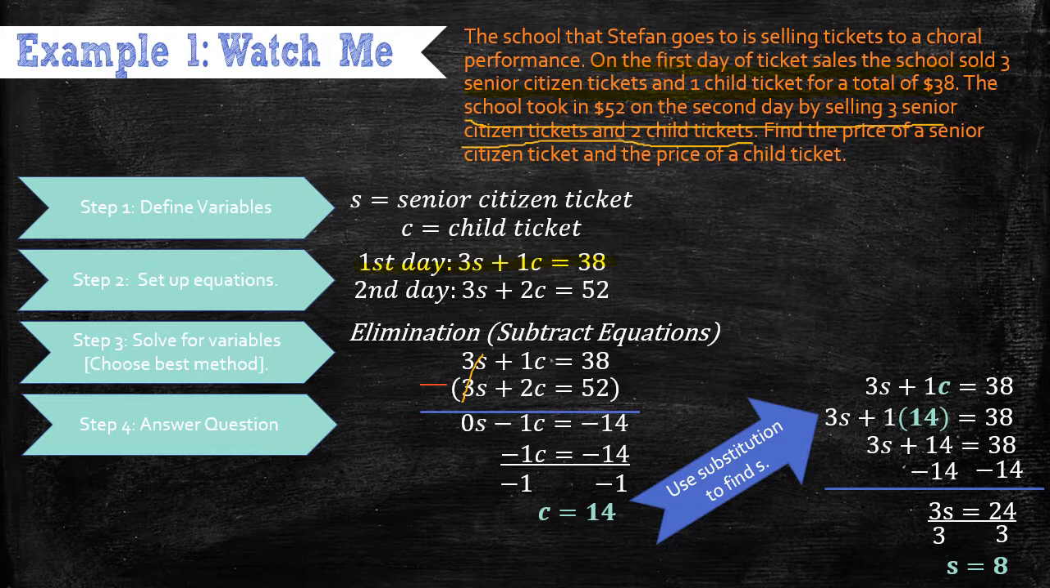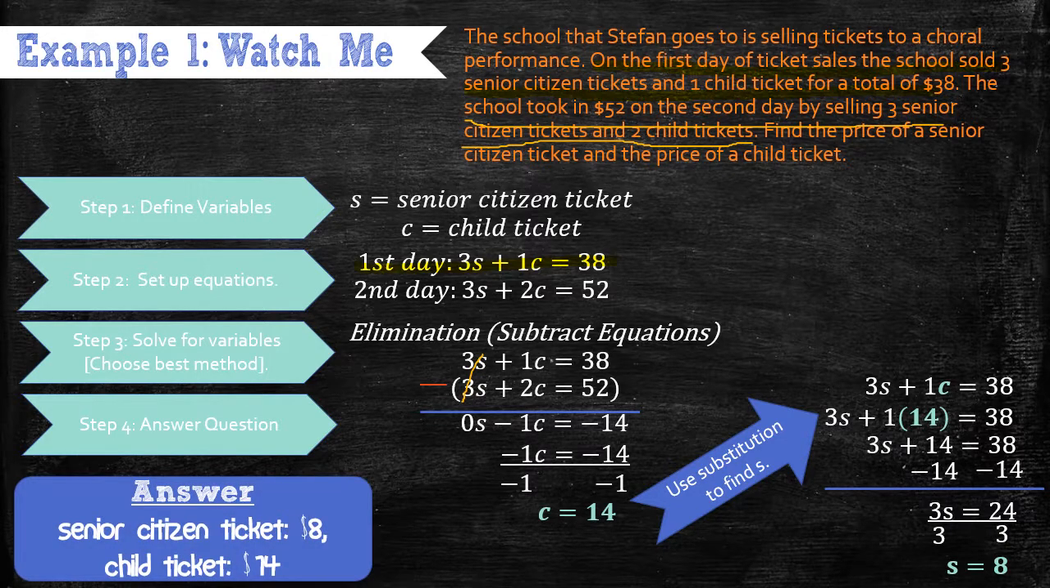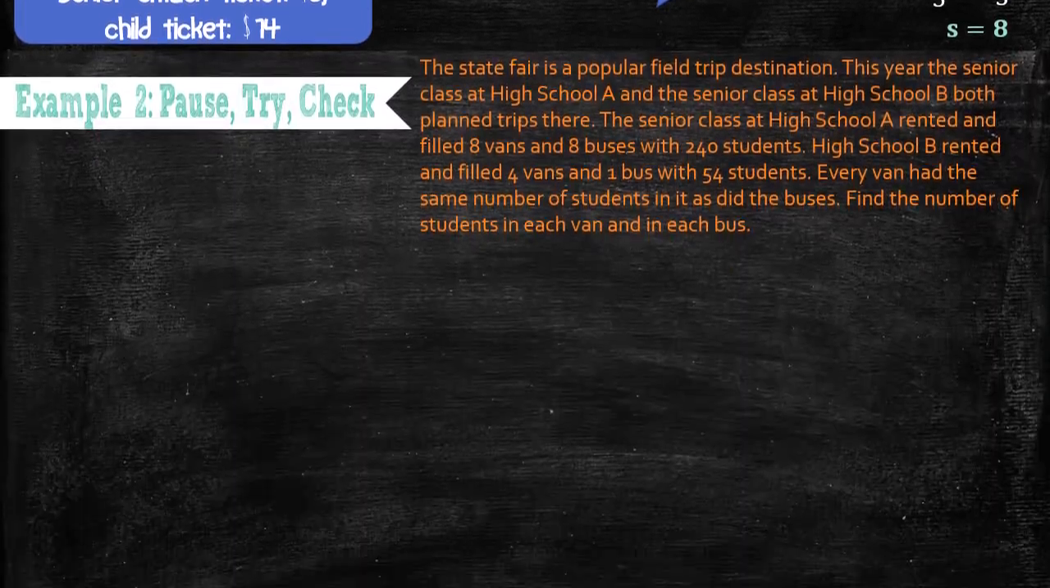We want to make sure we answer the question completely. It says that we want to find the price of the senior citizen ticket and the price of the child ticket. So I know that the senior citizen ticket cost $8 and the child ticket cost $14.